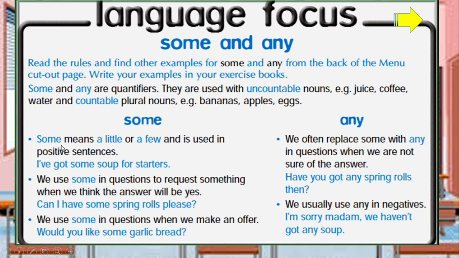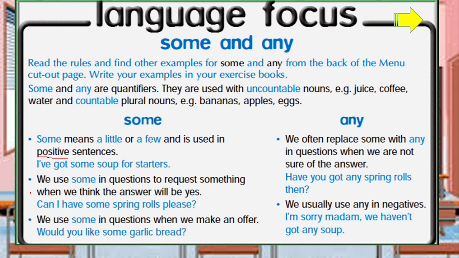Some means a little or a few, and it is used in positive sentences. Look here, students. Some is used in positive. We only use some in positive sentences. I have got some soup for starters. I have got some soups for starters.